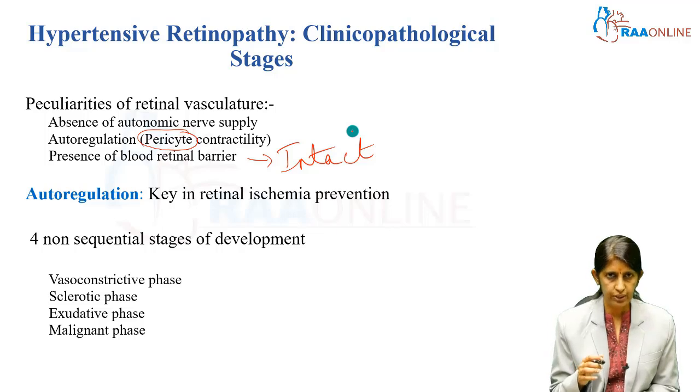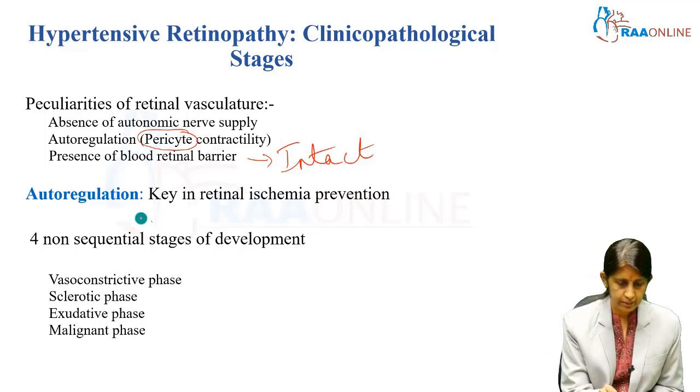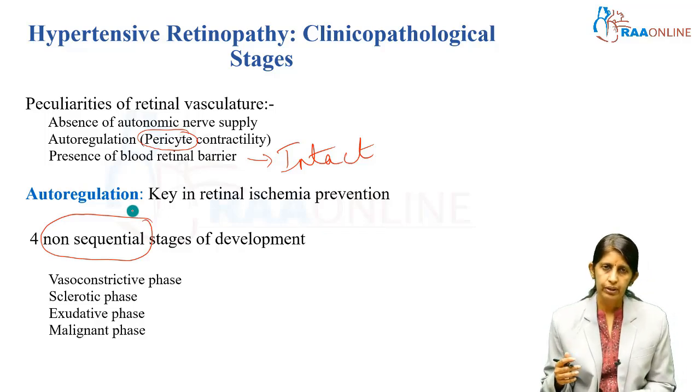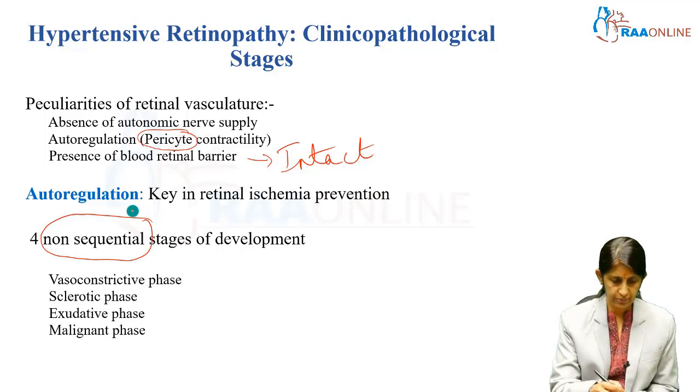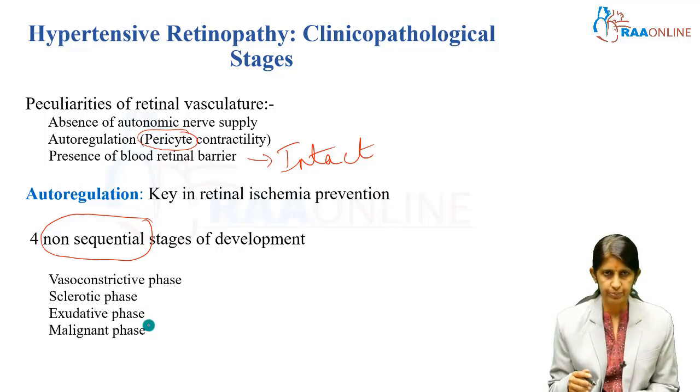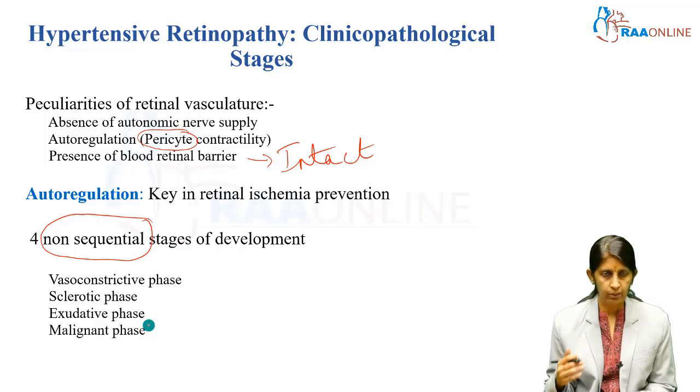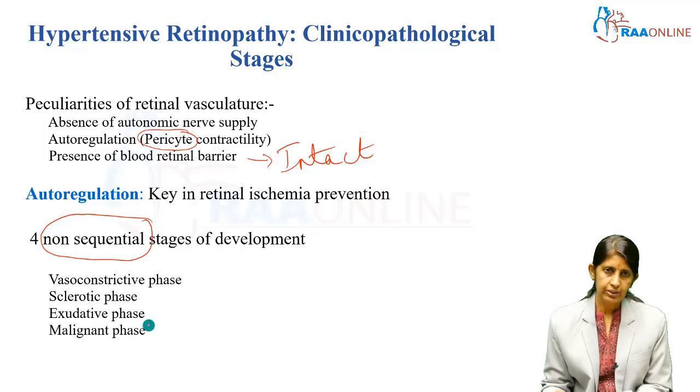So, there are 4 non-sequential stages of development. This is a key word. When I say non-sequential, we are talking about stages of retinopathy that need not go through these phases. I have enumerated 4 phases, but it need not always go through all 4 phases in a stage-wise manner. The first is the vasoconstrictive phase, the second the sclerotic phase, then the exudative phase, and the malignant phase.